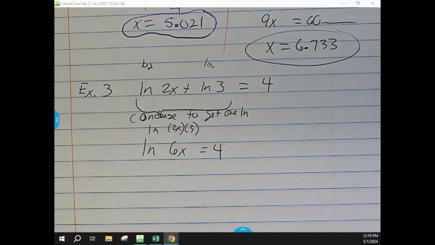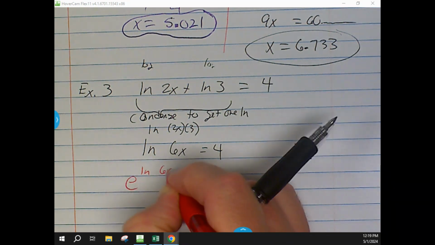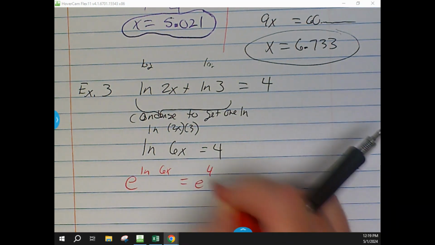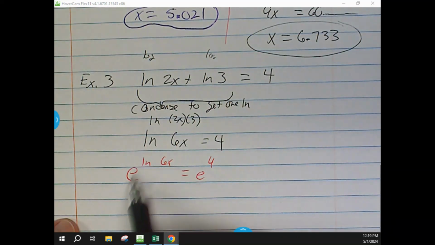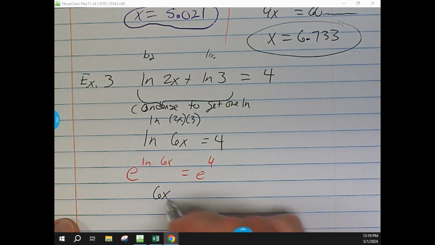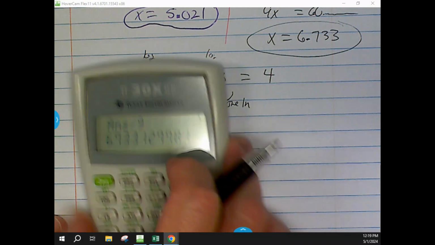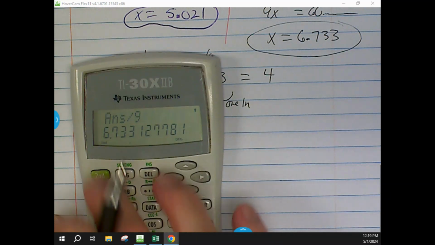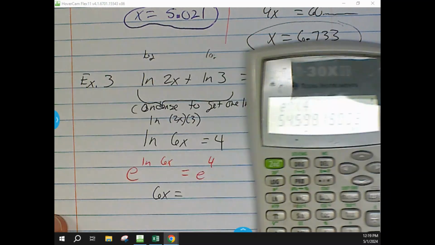And then once you're there, now we'll do like we did before. We're going to take e on both sides. And again, the e and ln cancel each other out. That gives you 6x. And again, we've got e to the 4th. We don't have to write that number down. We just did that back here, didn't we? Let's see what it was. All right, e to the fourth was that 54 point, all that stuff that was there.